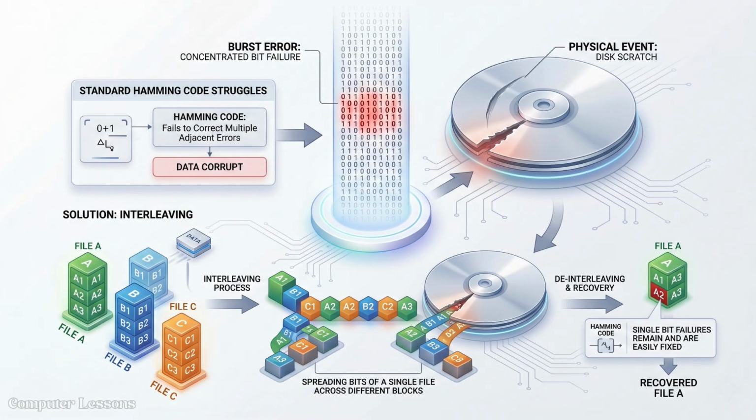Burst errors occur when a physical event like a scratch on a disk causes a sequence of bits to fail. Standard Hamming codes struggle with these groups because the errors are concentrated in a single location in the stream. To solve this, engineers use interleaving to spread the bits of a single file across different blocks.